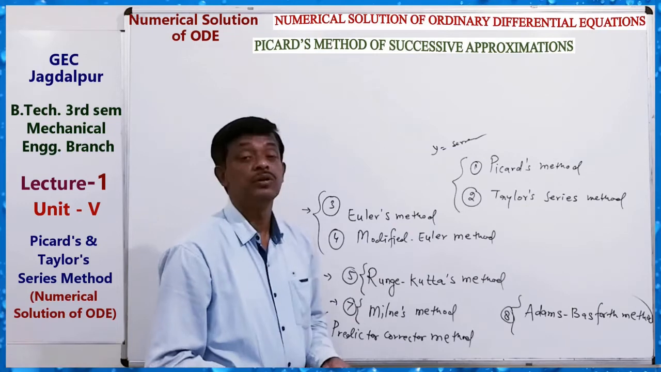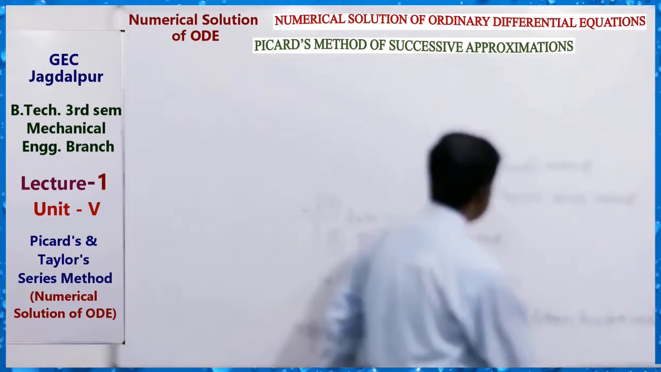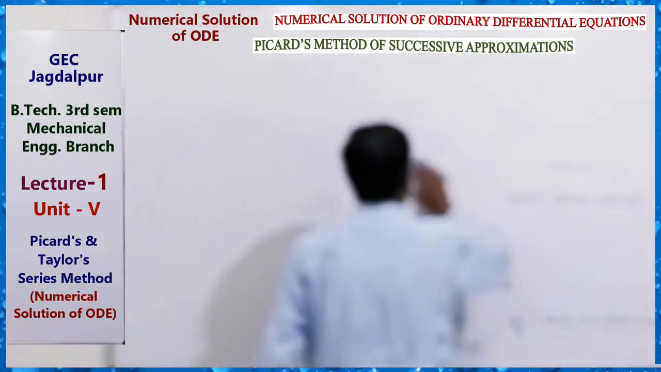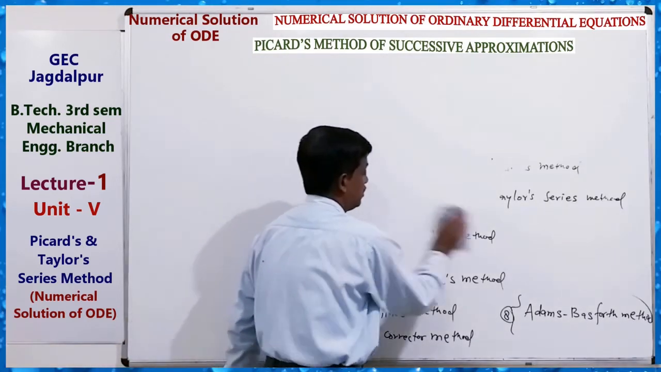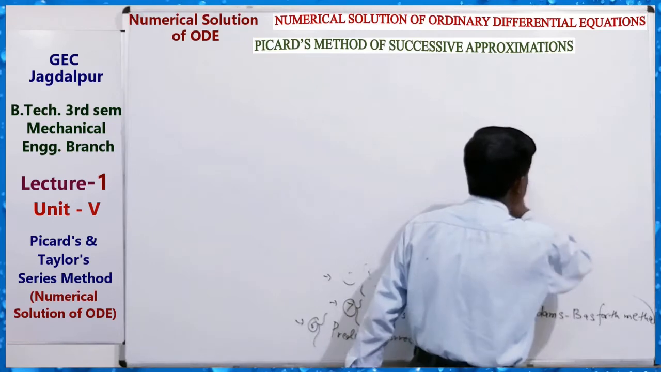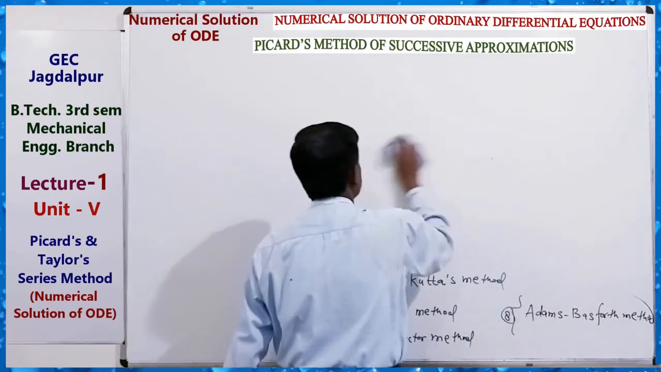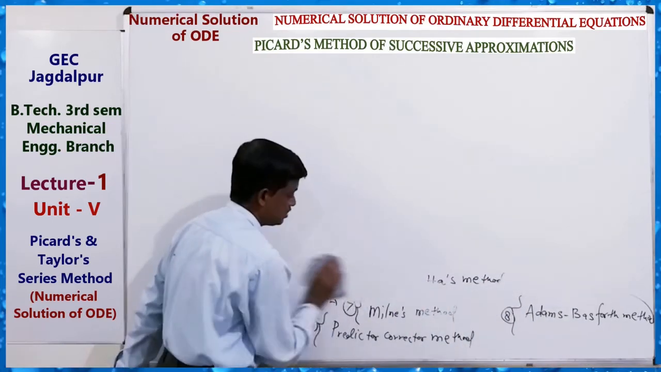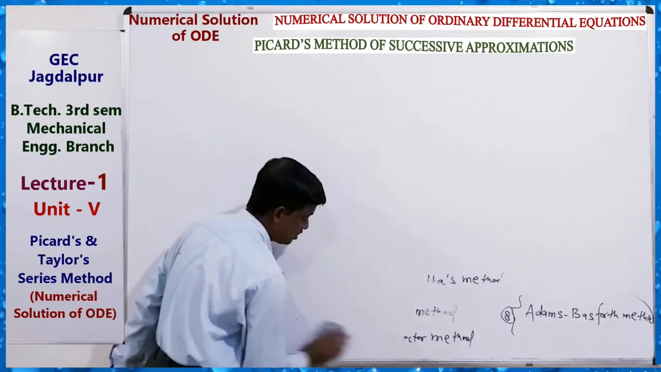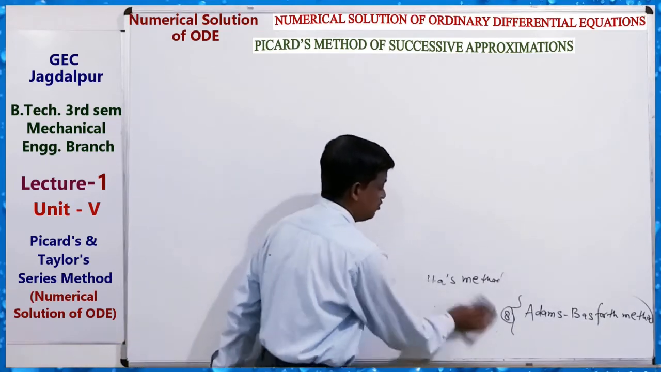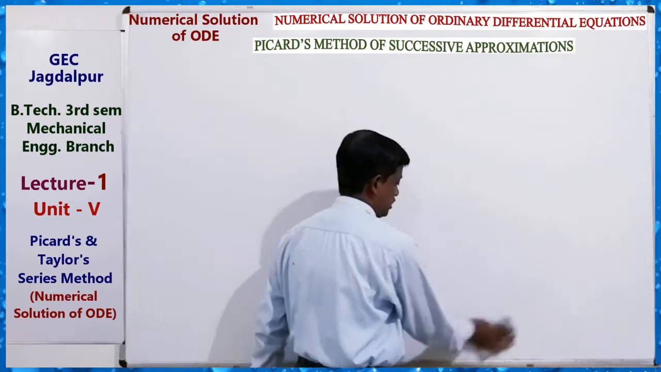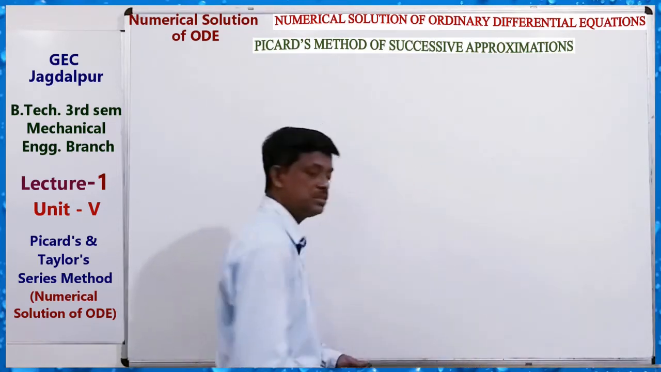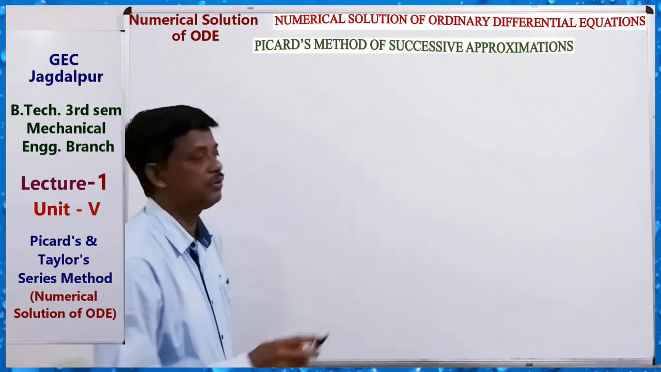Okay, one by one we have to study these methods. Now first is Picard's method. Picard's method is used for solving an ordinary linear differential equation of first order with a single condition, that is, an initial value problem for a first order differential equation. First order differential equation means there is only a first order derivative.